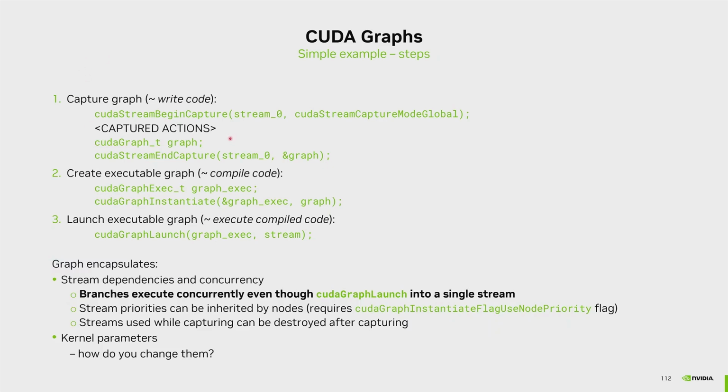After you capture your graph, you need to do two more steps. You need to create an executable graph, and then you can finally launch it. These three steps are kind of similar to writing code. First, you write your code, then you compile your code, and finally, you execute your compiled code.